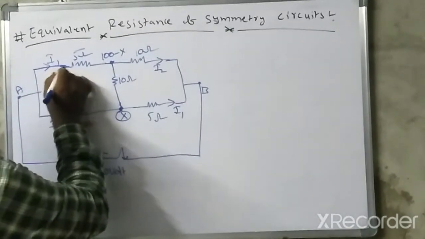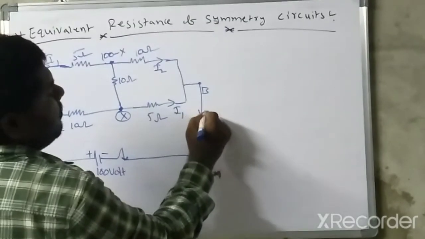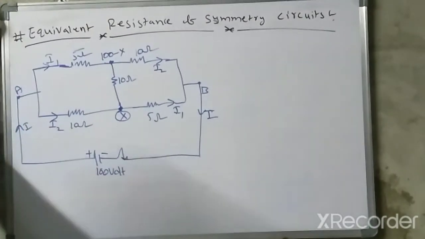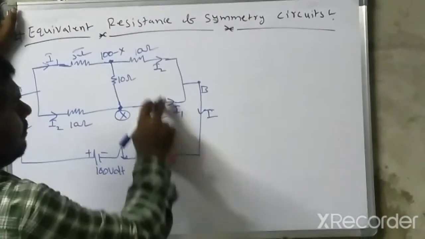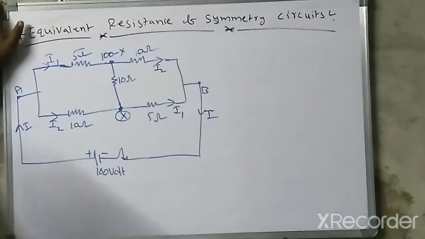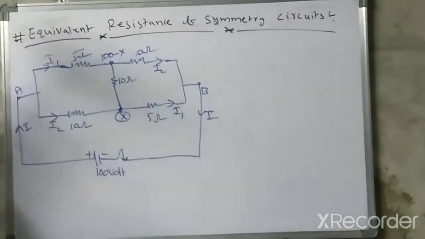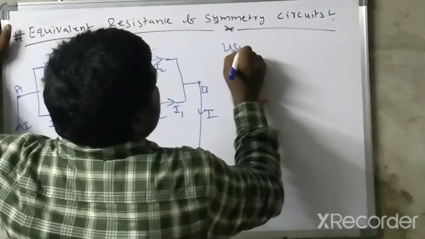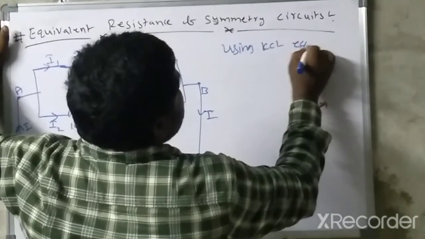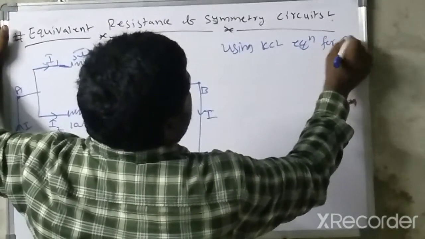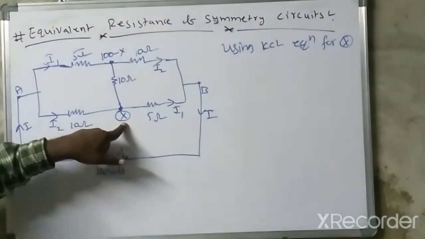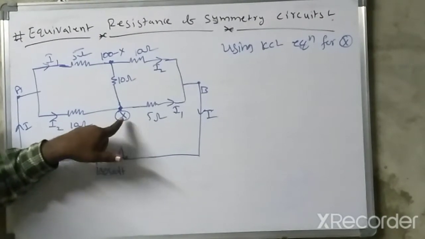The current passing through here is I, and here also I. So the total current here is the sum of I1 plus I2, nothing but I. So here you may apply the KCL equation for X. This is the KCL equation about this point.